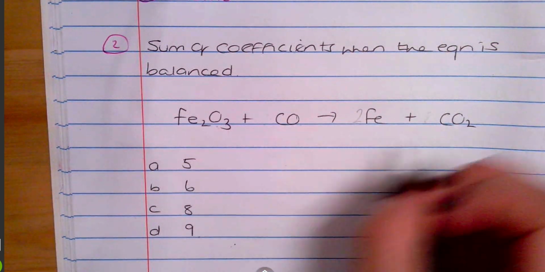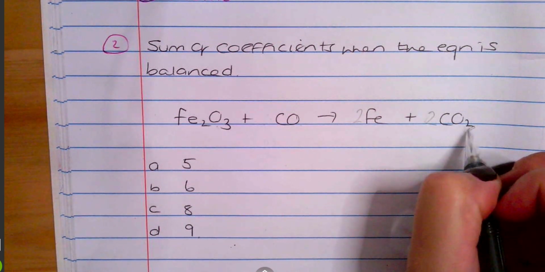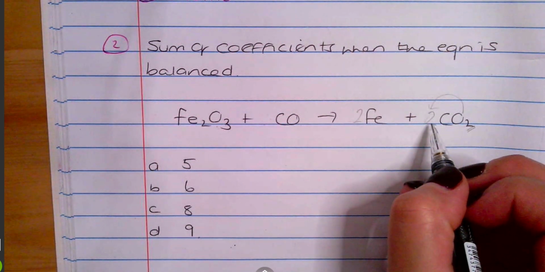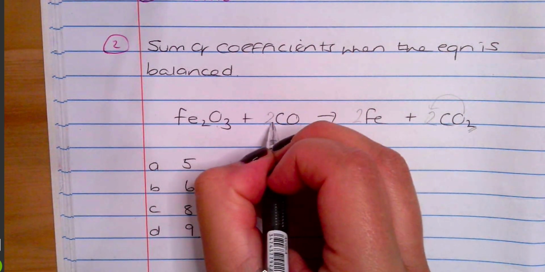If I've got 4 oxygens, then I'm going to need to have a 2 here because I've got 2 carbons. 2 times 2 gives me 4. If I change that, then that changes the number of carbons. So now I've got 2 carbons. I'm going to have to put a 2 here.